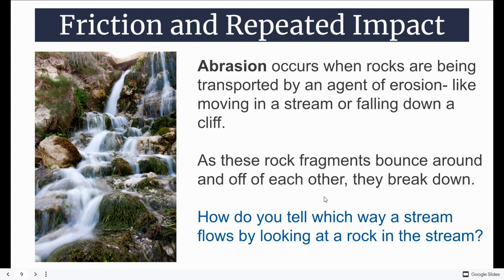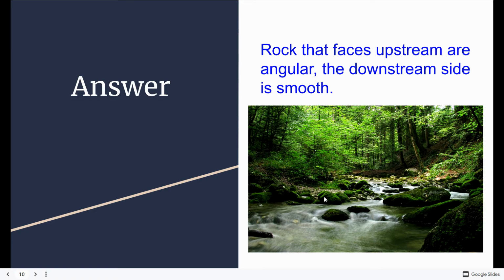So if you are looking at a stream, you should be able to tell, even if it's a calm stream, what direction it's flowing just by looking at the rocks. Pause here and see if you can take a guess why. All right, did you figure it out? If you have things flowing downstream, smacking into things, rubbing against them, chipping away at them, you're going to have one side that is actually smooth and one side that is really angular. And so by looking at that, you can tell which is the upstream side and which is the downstream side.